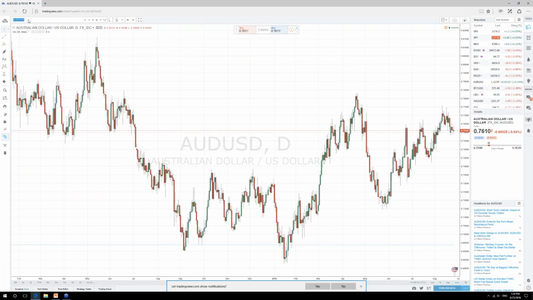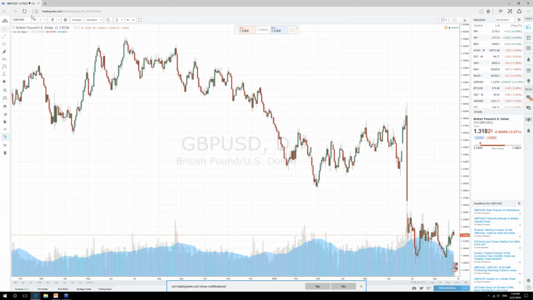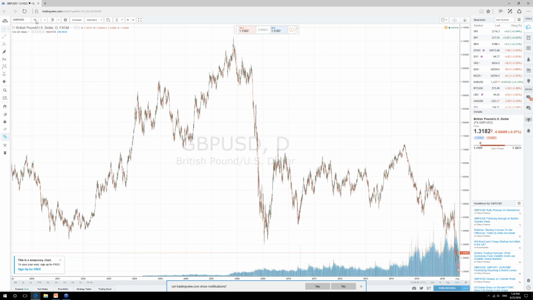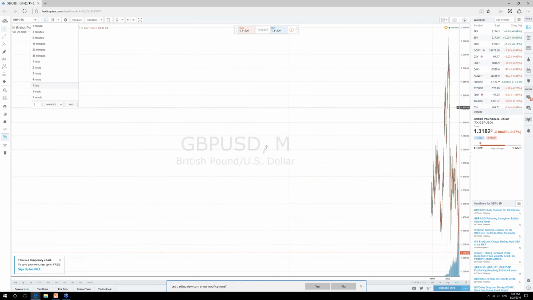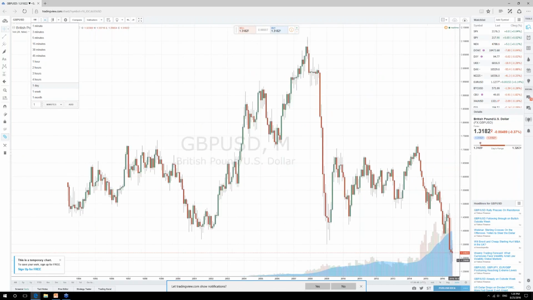Since we were talking about the British pound, let's take a look at the pound dollar chart first and see what happened. This is what happened on the day of the Brexit. This is how much the British pound dropped. Right now it has formed a double bottom, and we can see a little bit of a recovery. Still, it is at all-time low levels, but it is recovering just a little bit right now.